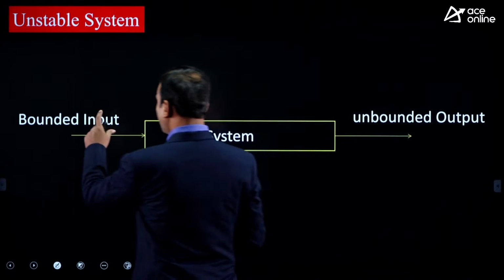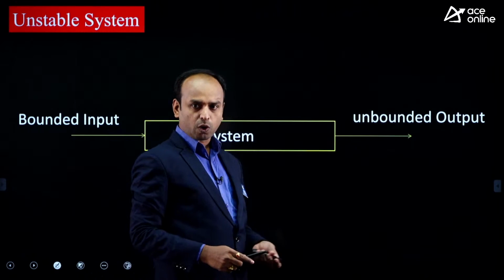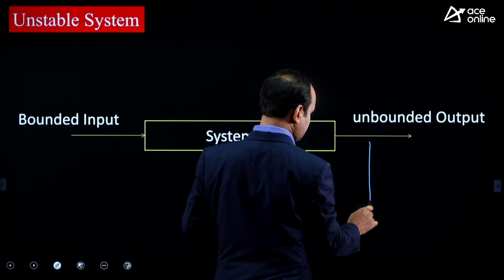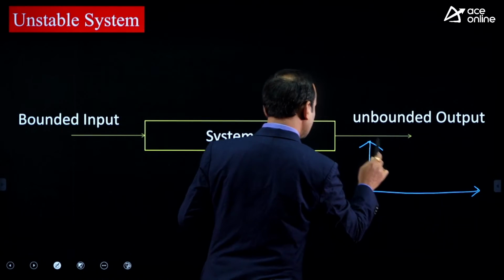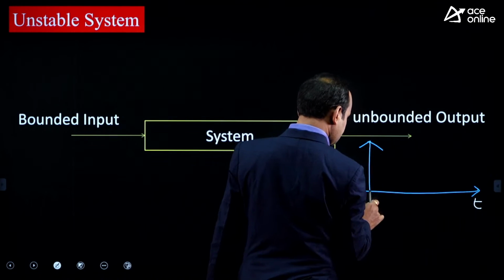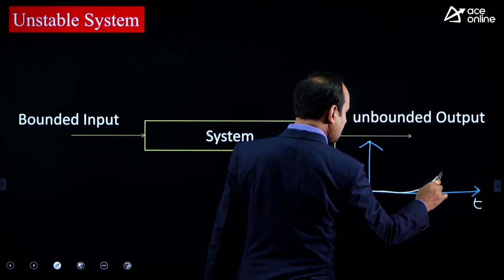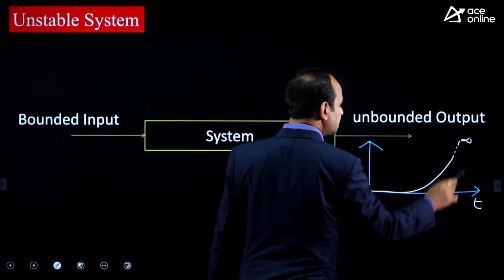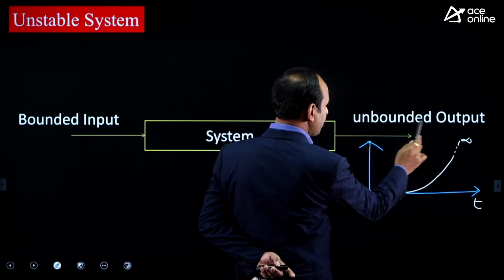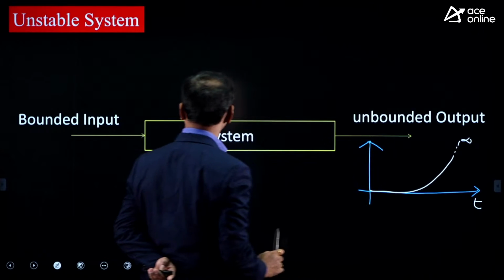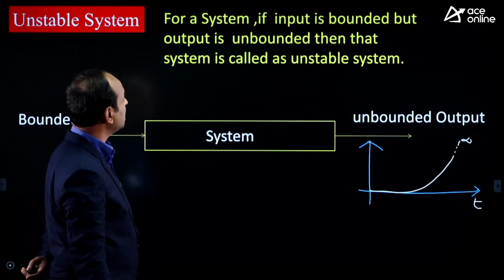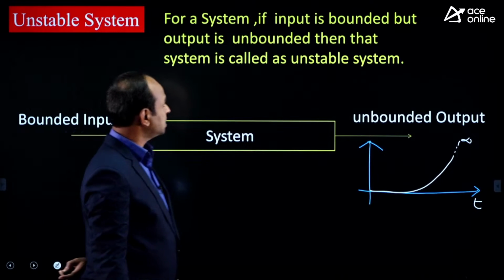Unstable means the input is bounded only, but the output is unbounded. Unbounded output means, as we were just discussing, that as time t goes from minimum to maximum, the output also approaches infinity. This type of output is called an unbounded output. If a system provides an unbounded output, that type of system is called an unstable system. The definition: for a system, if the input is bounded but the output is unbounded, then that system is called an unstable system.